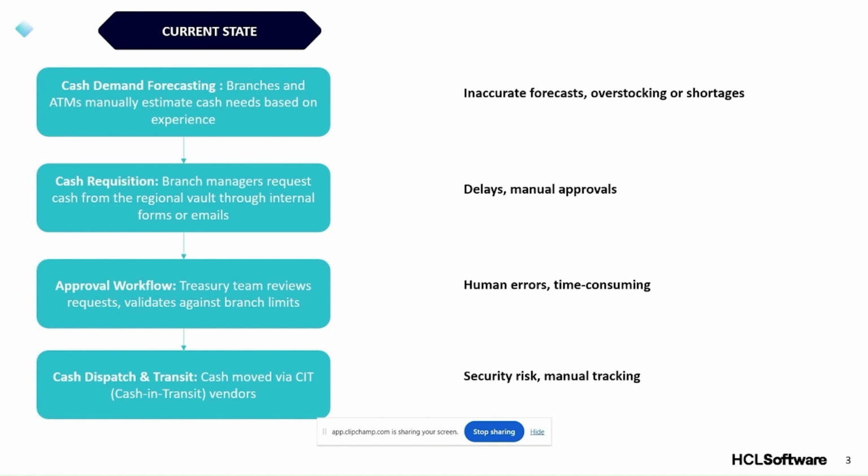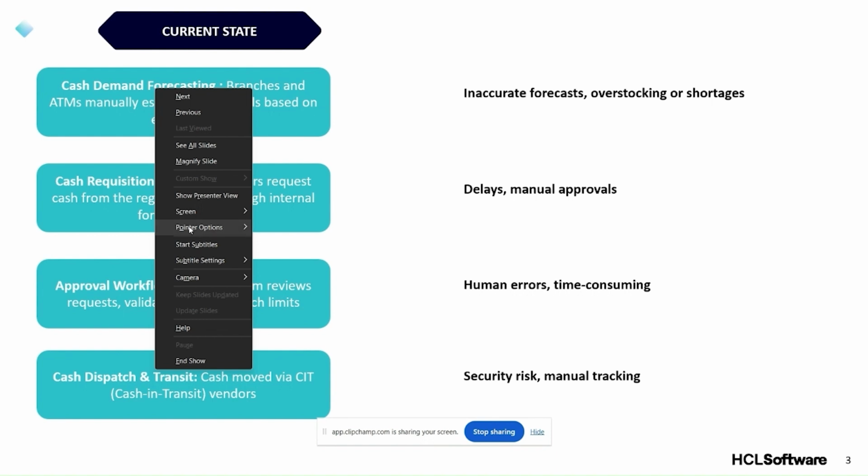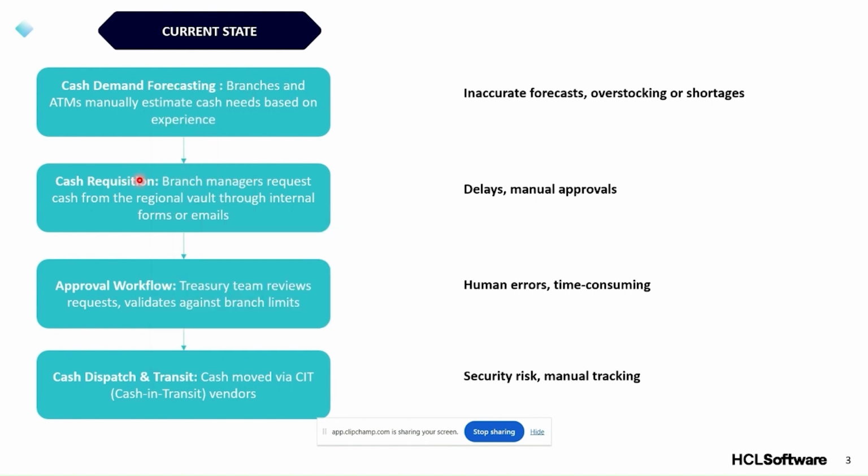So typically, the bank employee would use his past experience to come out with a forecast, which would be completely manual. He would raise a cash requisition request, which could be physical or online, where the branch manager would then request cash from the regional vault. It would go through a treasury approval workflow where the treasury branch would approve if it's beyond the branch manager's limits. The cash then would be dispatched with a CIT request from a CIT vendor.